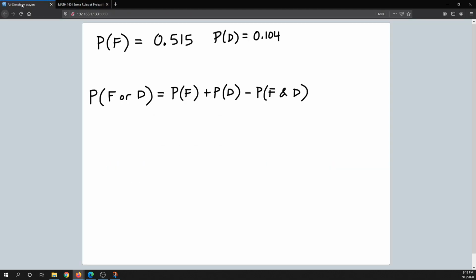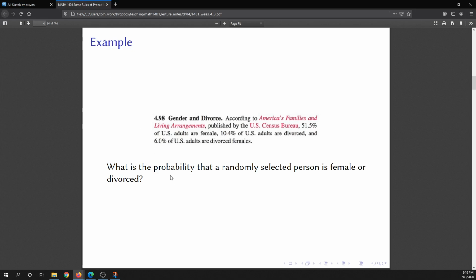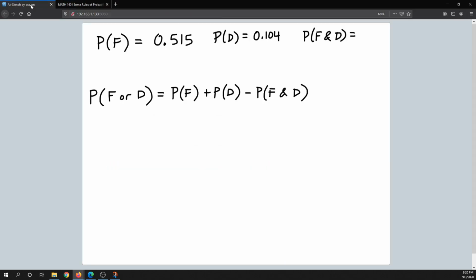All right, and now what we're missing is the probability of F and D. So that would be the probability that a person randomly selected is female and divorced. And so it says 6% of U.S. adults are divorced females. So that would be female and divorced, right? So it's 6%. So that would be 0.06 as a decimal. All right, so now we are good to go.